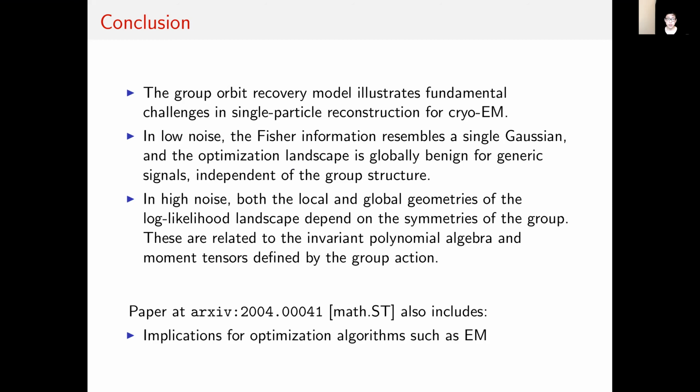In conclusion, we studied the group orbit recovery model to illustrate some fundamental challenges in cryo-EM. In the low noise regime, the Fisher information and optimization landscape resemble that for a single Gaussian, whereas in the high noise regime, the situation is more complicated and both are determined by the invariant polynomial algebra.